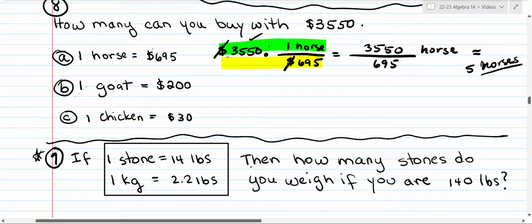All right, same thing here for the goats. You have $3,550, right? And you know that each goat is going to cost you 200. So notice that we put the goat on the numerator and the 200 in the bottom. Why? Because it's the only way for the units to cancel and change into goats, people.